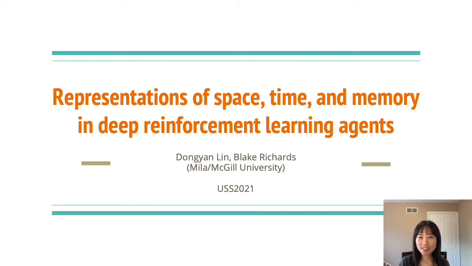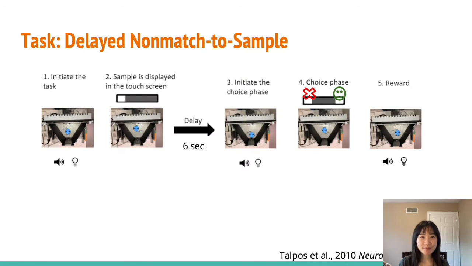Today, I'll be presenting some data on the representations of space, time, and memory in deep reinforcement learning agents. Our experiment is inspired by the delayed non-matched sample task typically used to test working memory in rodents.